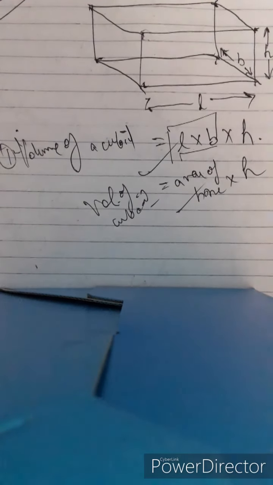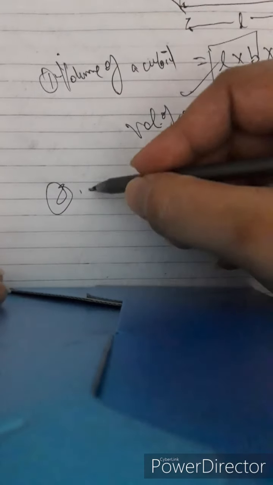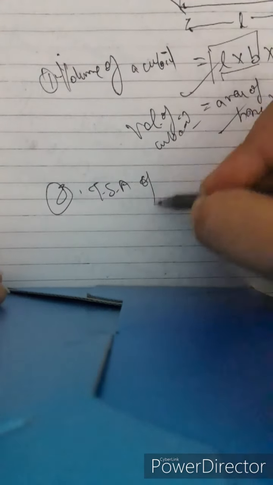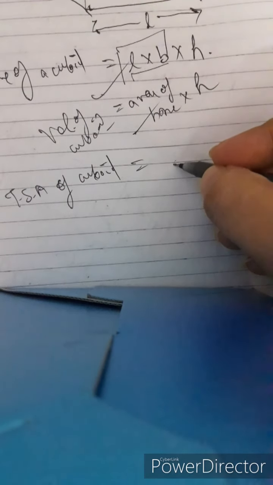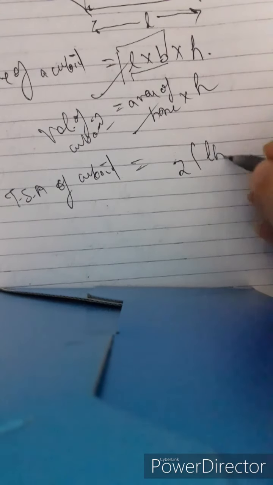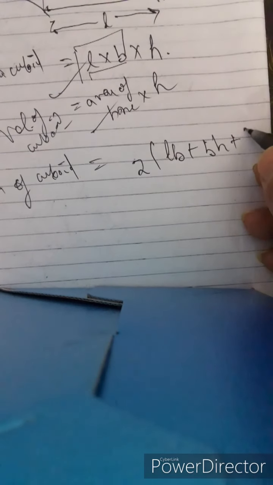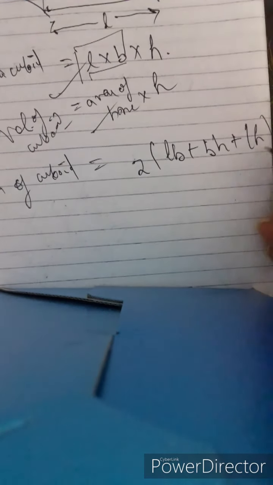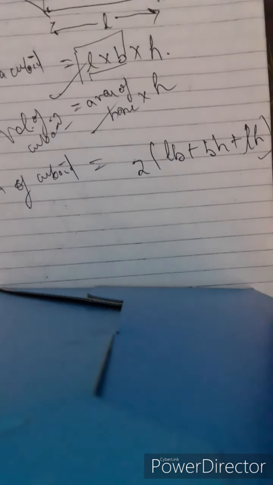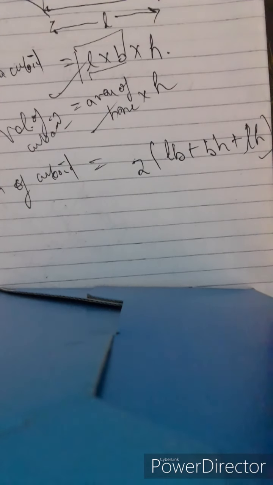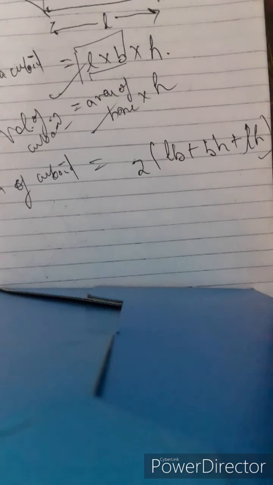Alright, and the total surface area of the cuboid, the second formula you have to keep in mind. Total surface area of a cuboid is given as twice length into breadth plus breadth into height plus length into height, 2 into LB plus BH plus LH, the total surface area of a cuboid. Alright, I hope you are clear with this up till now.